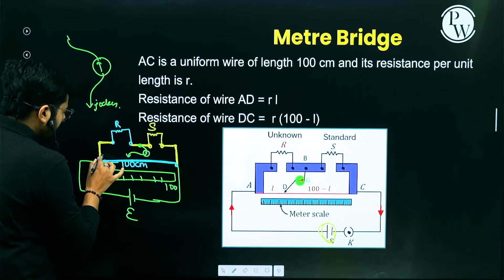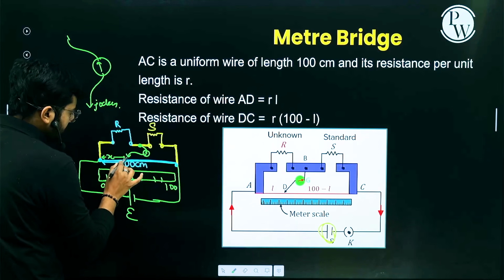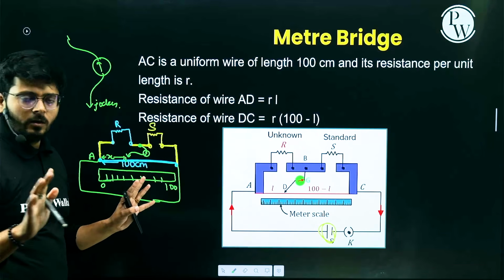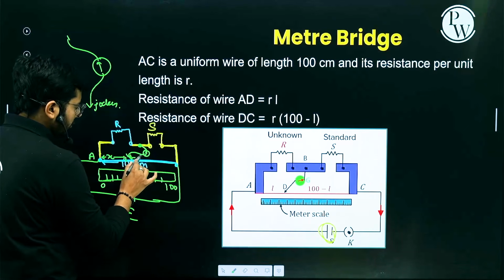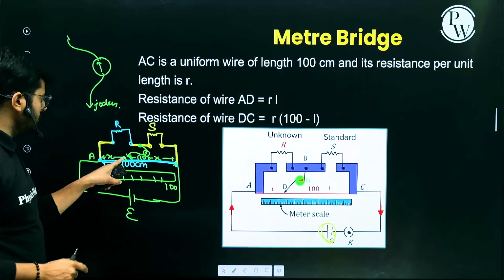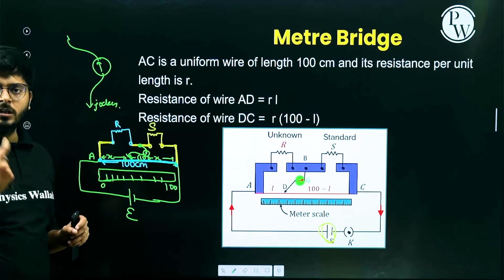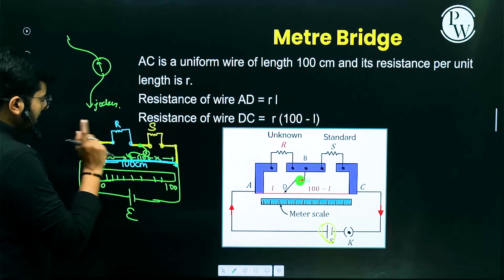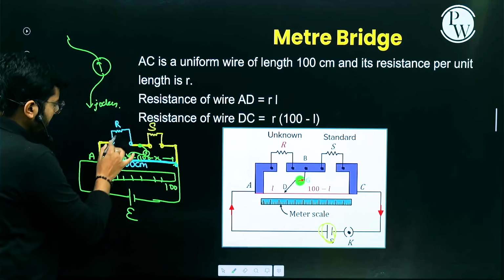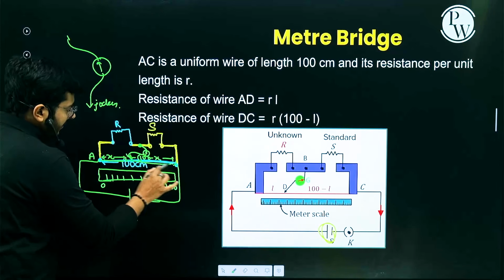Let us say that at a distance x from the point A, the galvanometer had no deflection at all. So the remaining distance will automatically be 100 minus x. At a point x, we got no deflection in the galvanometer. Now think about it, by the Wheatstone bridge, if you imagine this part of the wire is serving as one resistor, and the other part is serving as another resistor.